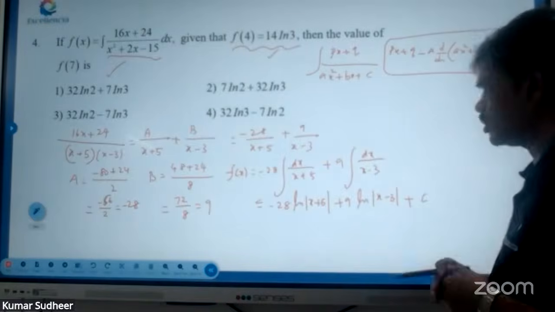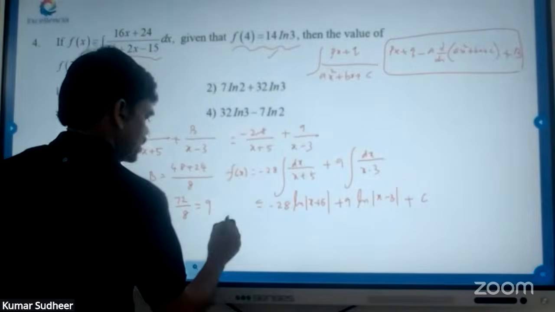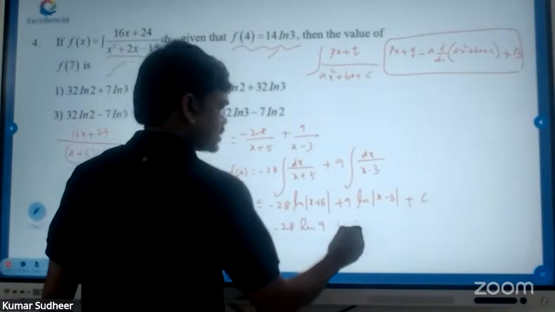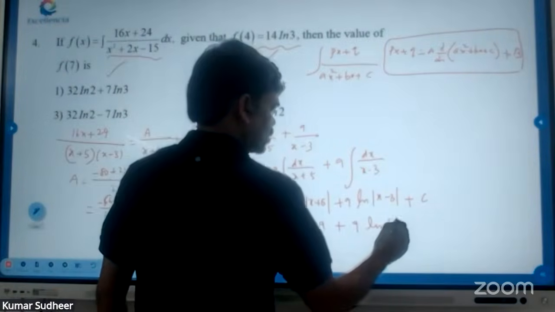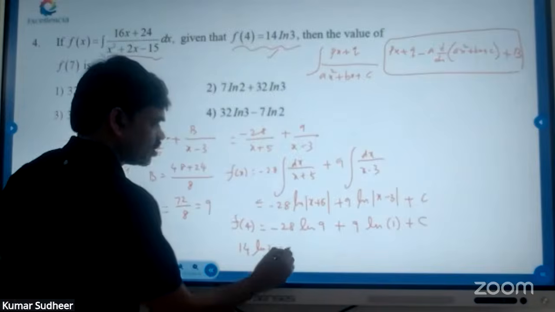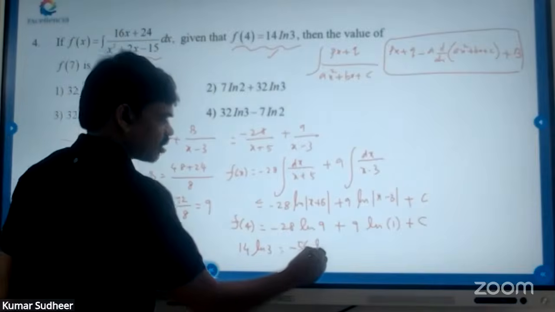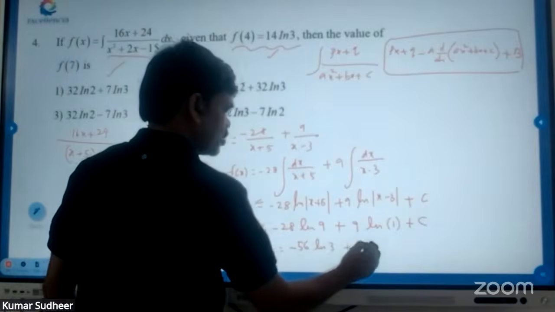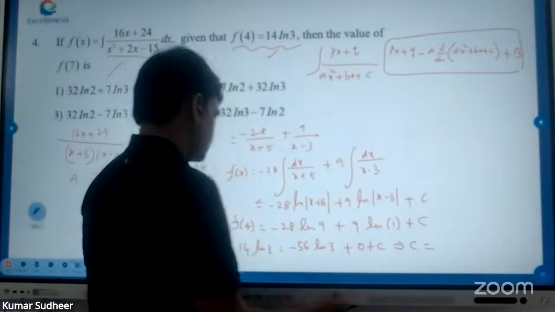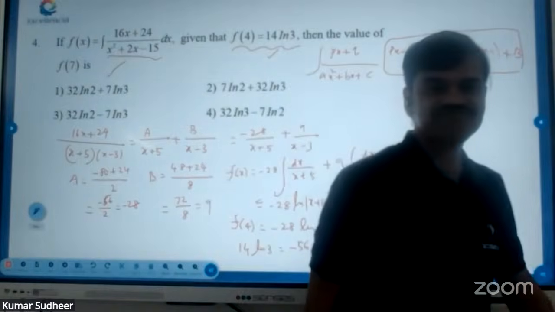Since f of 4 is given, I can find the value of c. When you substitute x equal to 4 here, f of 4 is minus 28 log 9 plus 9 into log 1 plus c. Given f of 4 is 14 log 3, so equal to, if I write this 9 as 3 squared, minus 56 log 3 plus 0 plus c. So I will get the value of c. Bring this side, log 3 common, therefore c is nothing but 70 log 3. So we got the c value.